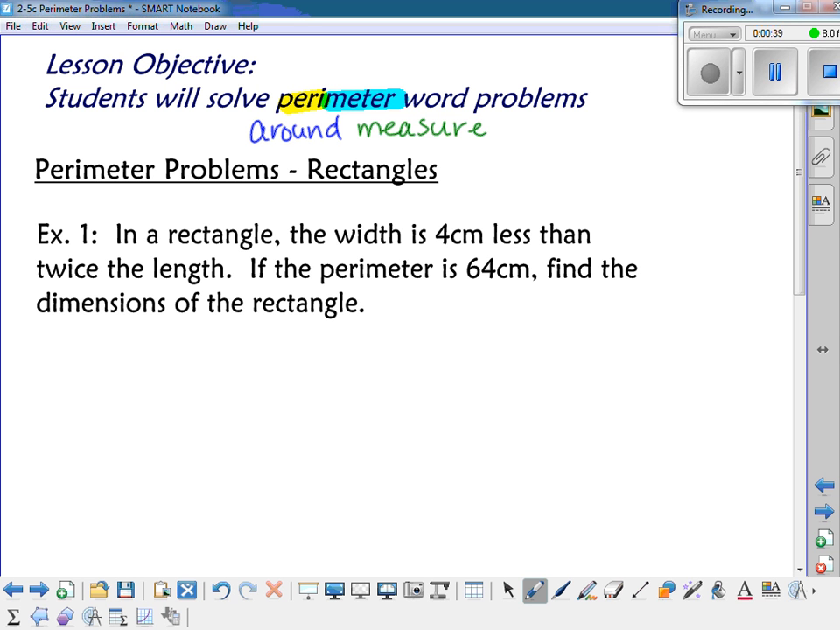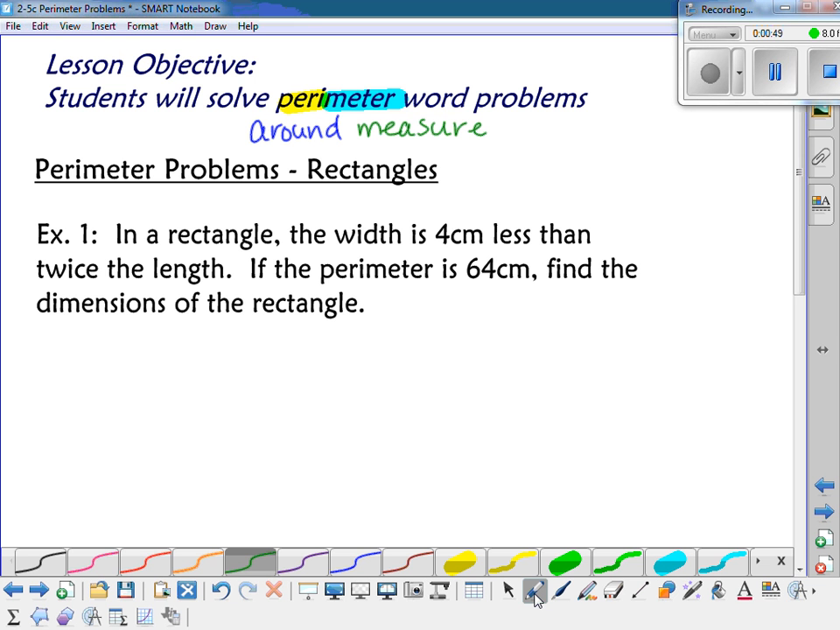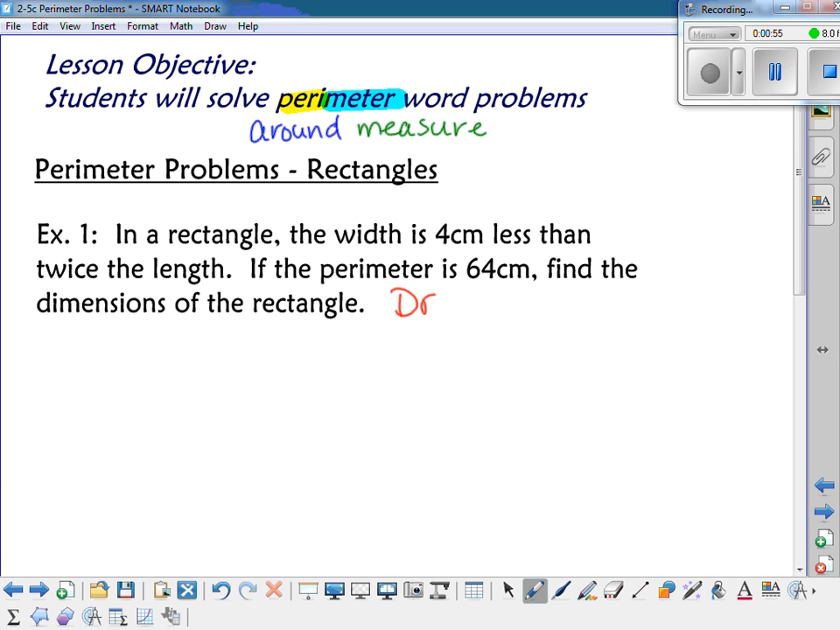Okay. All right, so in example 1, we've got a rectangle. The width is 4 centimeters less than twice the length. If the perimeter is 64, find the dimensions of the rectangle. All right, did I give you a picture for this one? I didn't. So when you have these kind of problems with the rectangles, it's probably going to be easier if you draw yourself a picture.